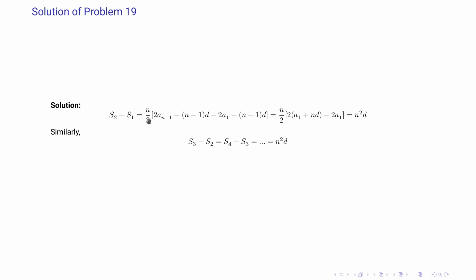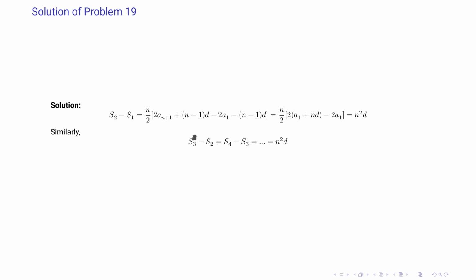So we evaluate S2 minus S1. The first term of S2 would be 2a(n plus 1), because a(n plus 1) is the first term. We multiply that by 2 to get the sum, plus n minus 1 into d, and n minus 1 d will come here as minus, and the first term of the second series is 2a1, with n being the number of terms. Now when you subtract, n minus 1 d will get cancelled, and 2a(n plus 1) can be written as 2 into a1 plus nd. So 2a1 will get cancelled, and what you will have is n square d.